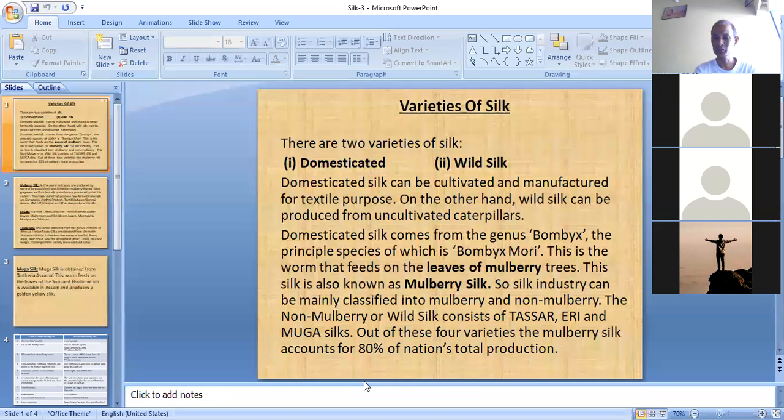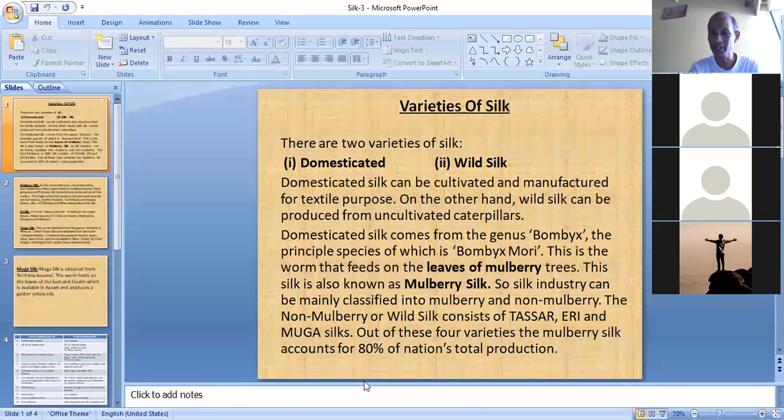Because much theory is there, there are two types of silk: domesticated and wild. Domesticated silk can be cultivated and manufactured for textile purposes. On the other hand, wild silk can be produced from uncultivated caterpillars. What we are cultivating is known as domesticated, and what we are not cultivating, which is automatically produced in nature, is wild silk. Domesticated silk comes from the genus Bombyx. The principal species of which is Bombyx mori, from which we take silk filament.